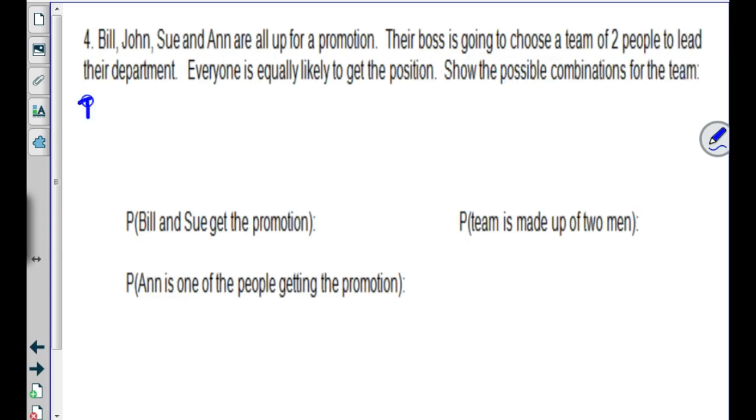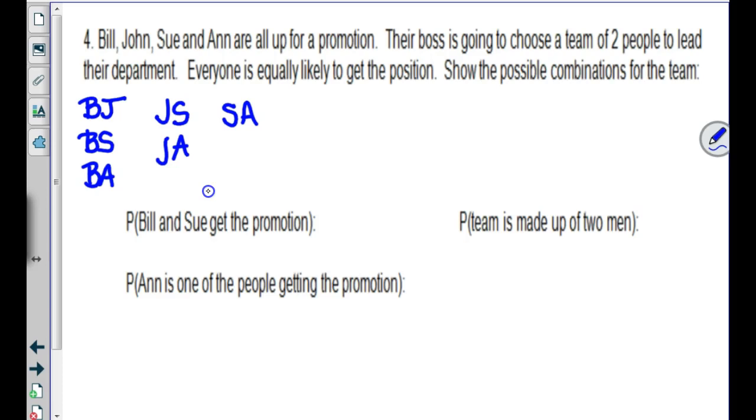Okay, so Bill could be picked to work with John, or Bill could be picked to work with Sue, or Bill could be picked to work with Ann. Anybody feel like giggling quite yet? All right, John could be picked to work with Sue, or John could be picked to work with Ann. Sue could be picked to work with Ann. Is that all the possibilities, guys? Because reversing them doesn't change anything, right? Still the same 2 people. So how many possible ways are there that this could happen?